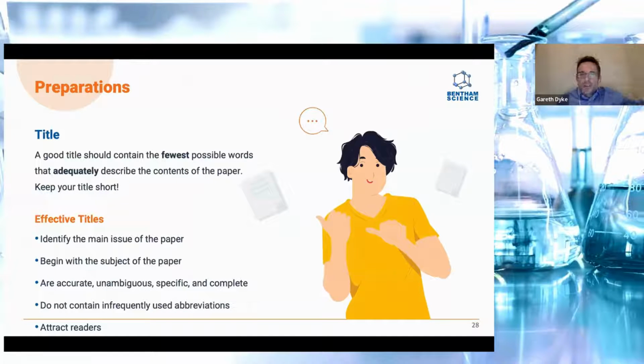What should go into a great title? Well, in a title, you're going to have the fewest possible words in order to get your message across accurately and effectively. A good title should contain the fewest possible words that adequately describe the contents of your paper. Keep it short. Effective titles identify the main issue of the paper. They talk about the subject of the paper. They're accurate, unambiguous, specific, and complete, and they don't contain infrequently used abbreviations. They attract people's attention. They allure people. They bring people in to the study.